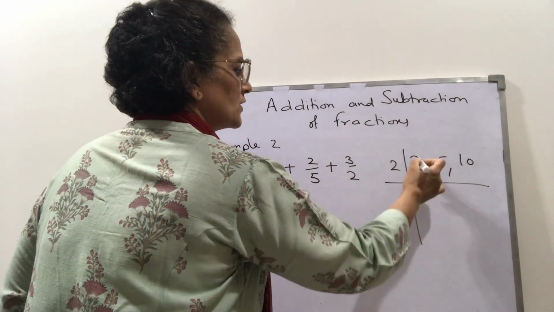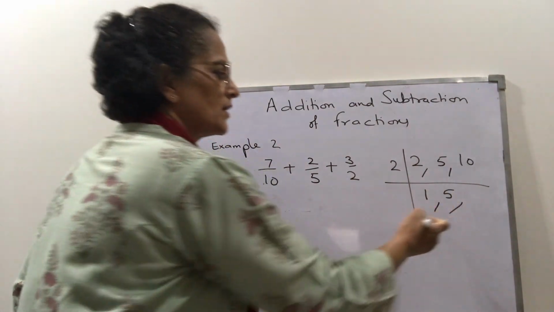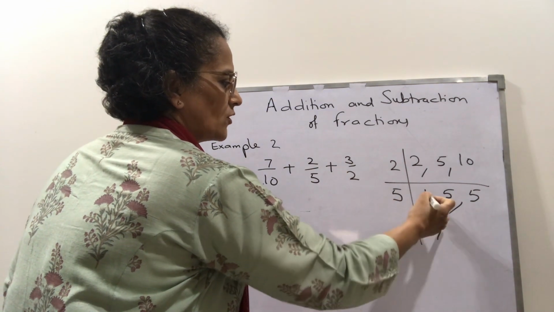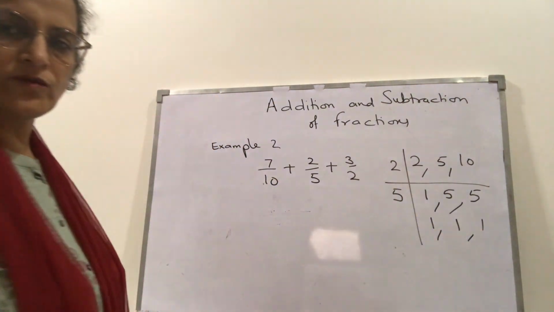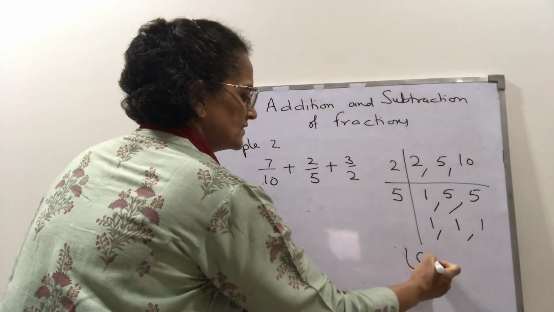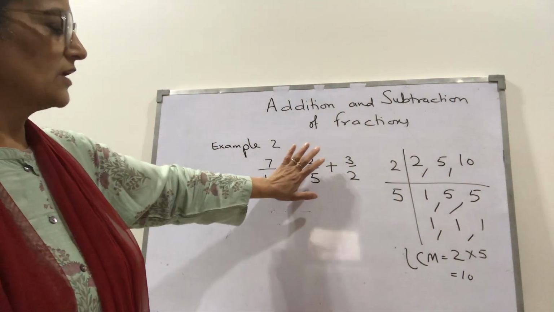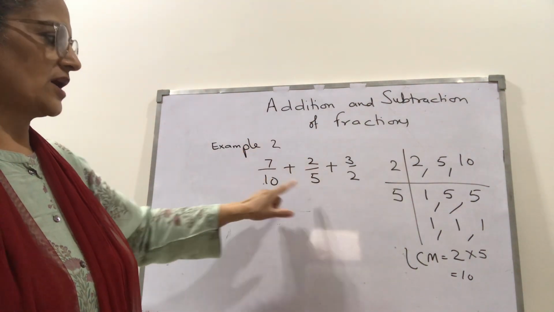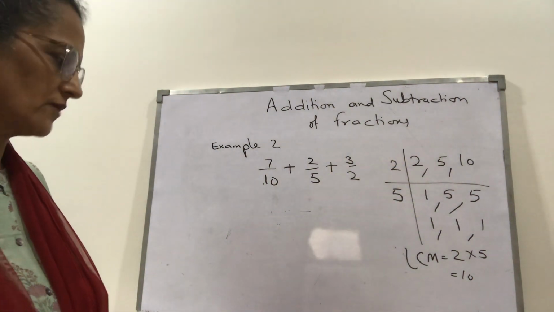2 ones are 2, 5 is not divisible by 2, so I'll just copy it down. 2 5s are 10. 5 1 I copy as it is. 5 ones are 5, 5 ones are 5. Once you have 1 1 1 here, now I can multiply these to find the LCM. So the LCM will be 2 into 5, 10. See, mentally also, but then you have to be careful. If you consider 2 numbers, check carefully that your LCM is 10. Otherwise, you can find the LCM the way we have learned earlier.